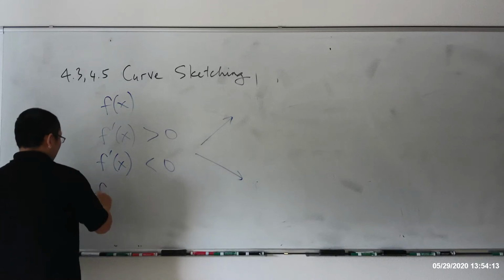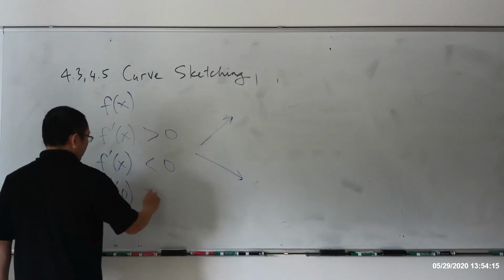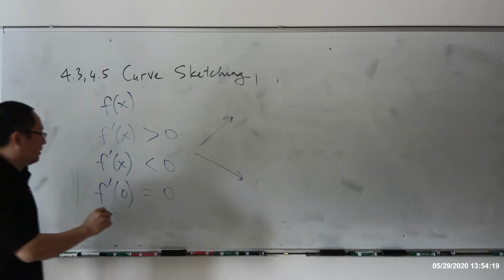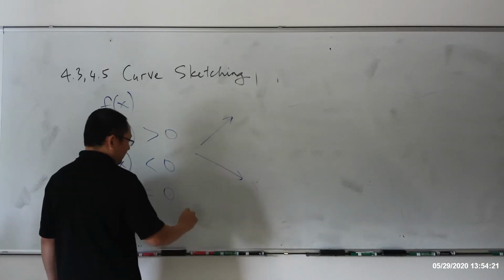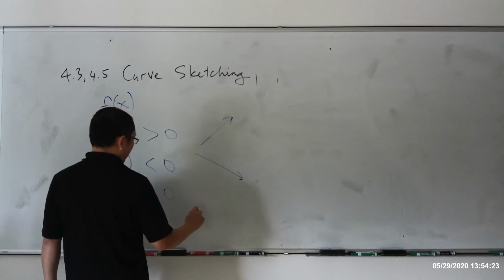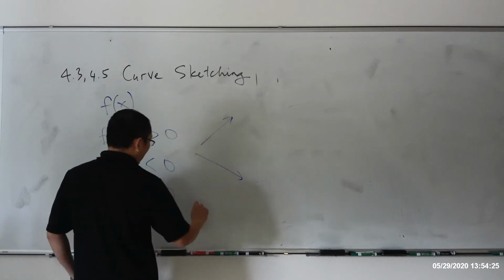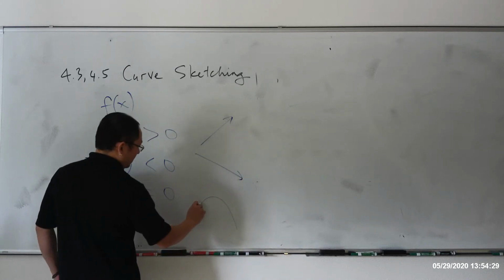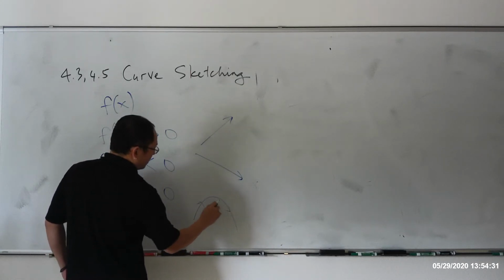And what if f prime is equal to 0? It means what? The tangent line is a horizontal line. Okay? And usually, how do I write this? That point is going to be a local max or local min. Let me draw it this way. So this is the graph, right? This function is going up, the function is going down.